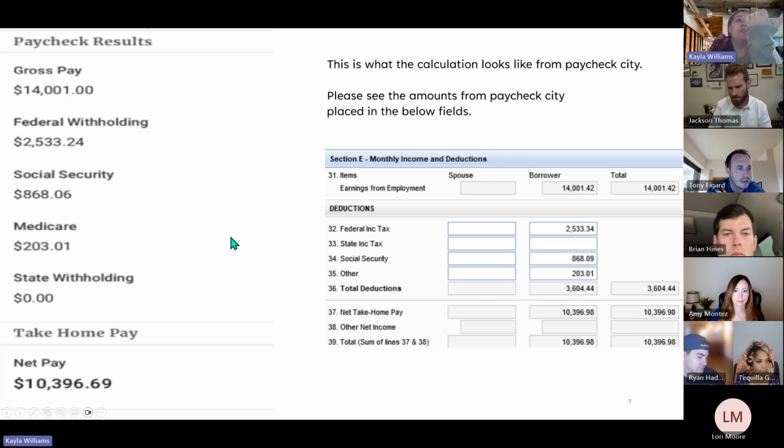Okay, here are the results. It gives you the results and tells you what goes into each bucket. You can see it all matches to where it goes. And this amount at the bottom of line 37 matches what's on the net pay.